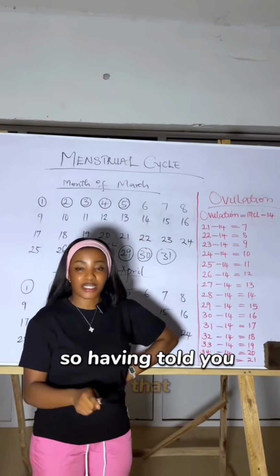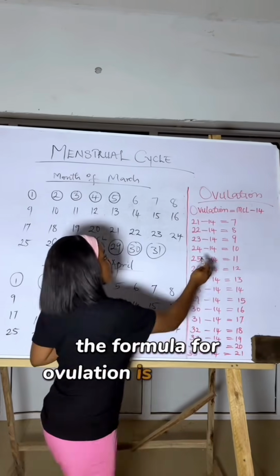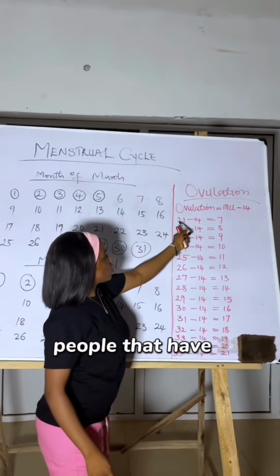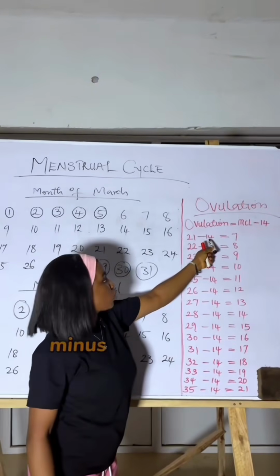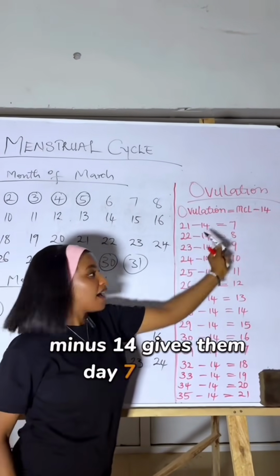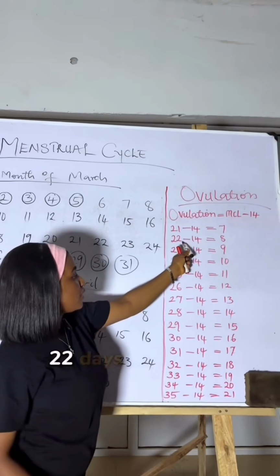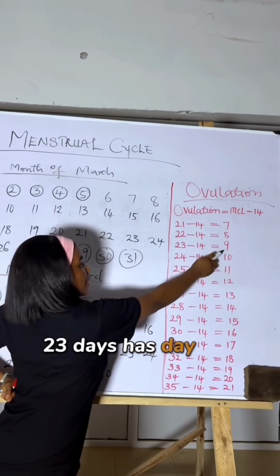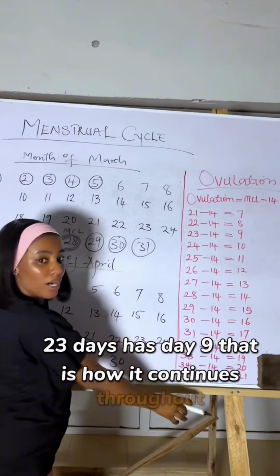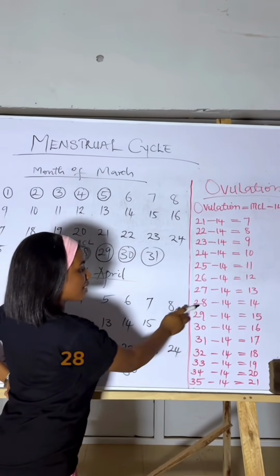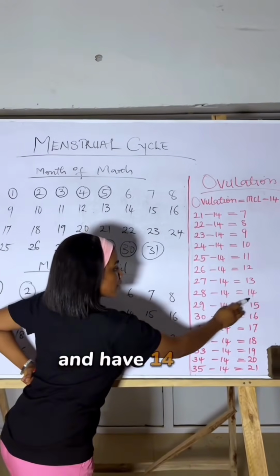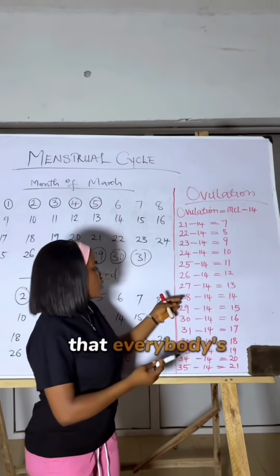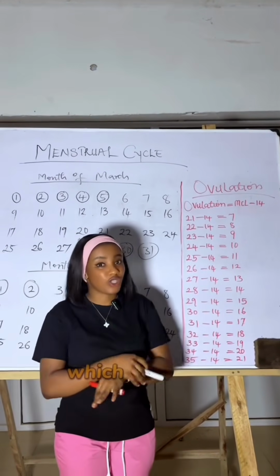So having told you that the formula for ovulation is menstrual cycle length minus 14, you see that people that have a 21-day menstrual cycle length, minus 14, gives them day 7 as the ovulation day. 22 days has day 8 as the ovulation day. 23 days has day 9. That is how it continues throughout. And that is why 28 days menstrual cycle length has day 14 as the ovulation day, which is why people say that everybody's ovulation is on day 14, which is not right.